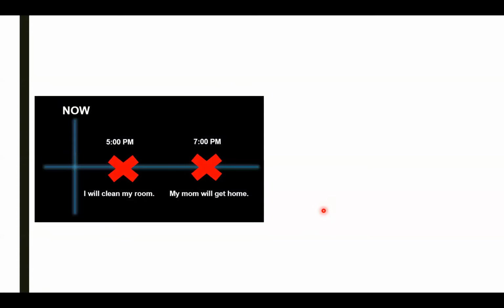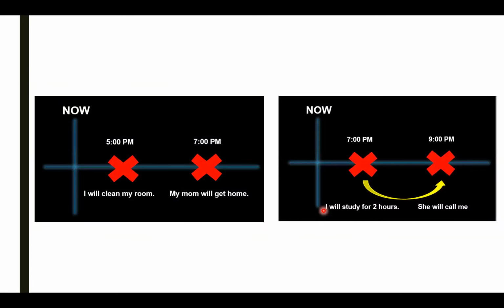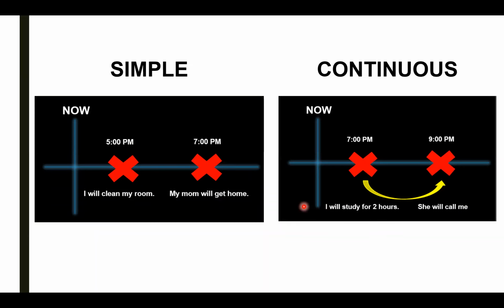Here we go. When we want to talk about both of these, we need to put them side by side so we can see the full picture. So we have on the left the simple, and then on the right we have the continuous, right? So what's the difference? Let's imagine we're using both of them for future actions, right? Both future actions, like we can see on the simple side. This is the now, and both of these are going to be in the future.